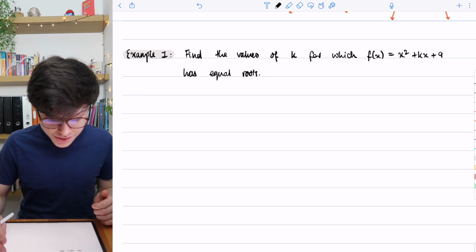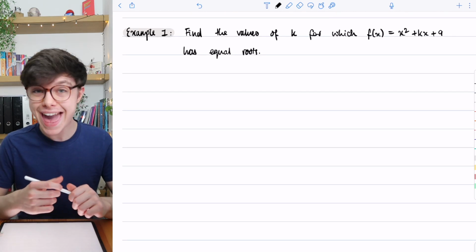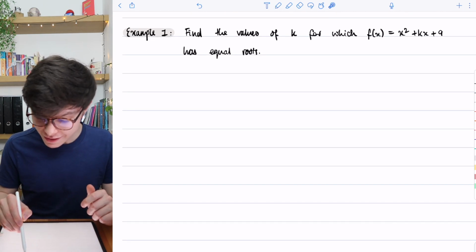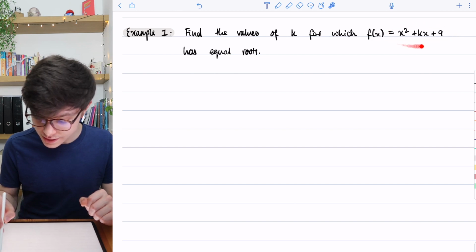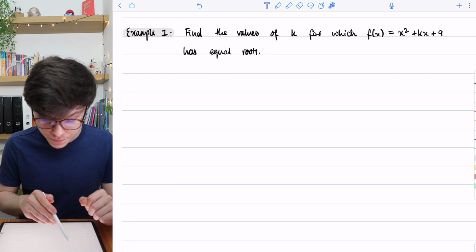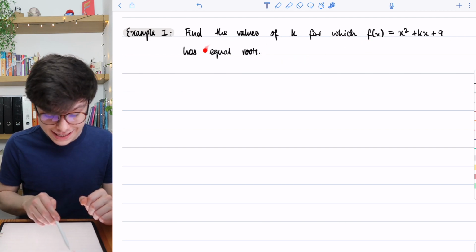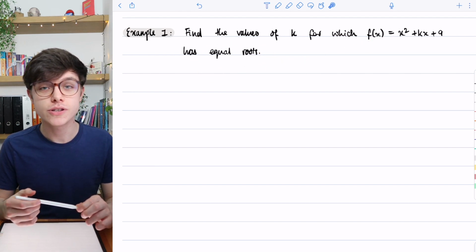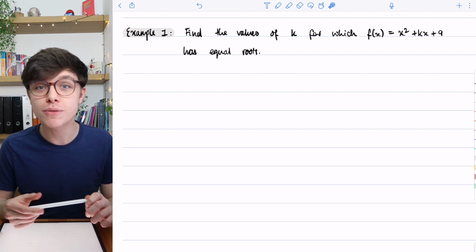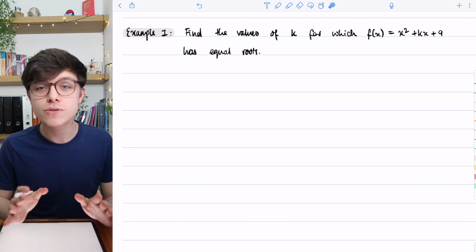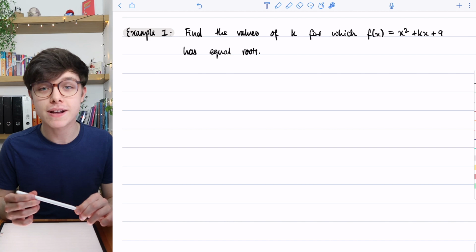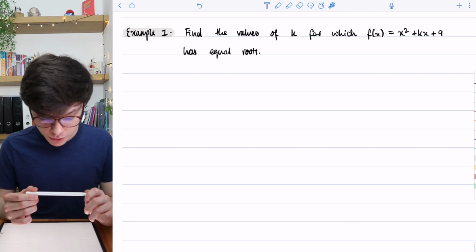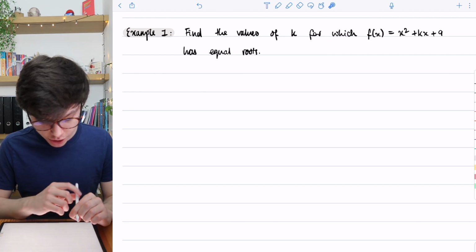Example 1 says, find the value of k for which f of x is equal to x squared plus kx plus 9, where that f of x has equal roots. So you can press pause and have a go if you think you want to. Don't worry if you don't, I will go through the answer when you press play. Alright, let's have a work through then and let's see what we can do.